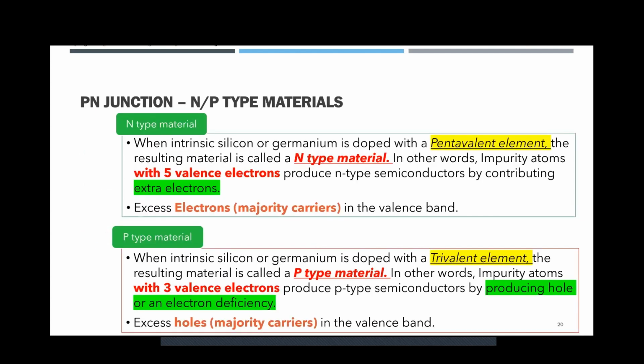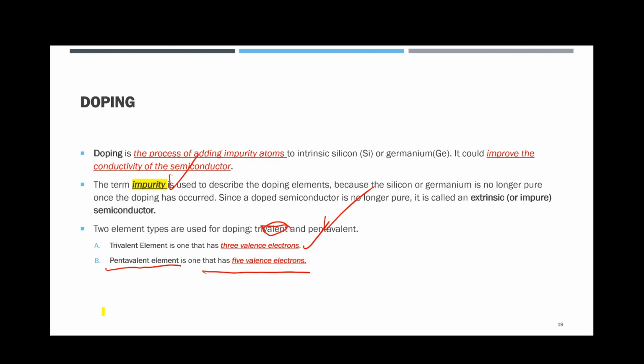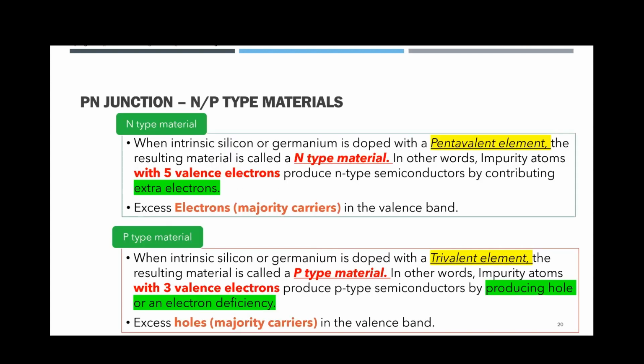For p-n junctions, we combine n-type material and p-type material. We call that a p-n junction. To understand n-type and p-type materials, we have to know these two different elements, which is why we learned about the atomic model and shells. The n-type material is when intrinsic silicon or germanium is doped with the pentavalent element. The resulting material is called n-type material.